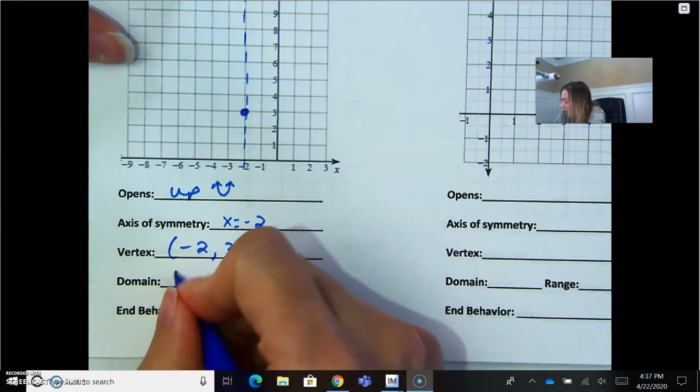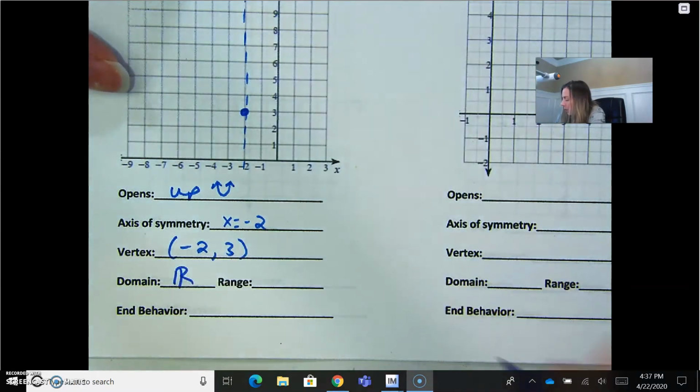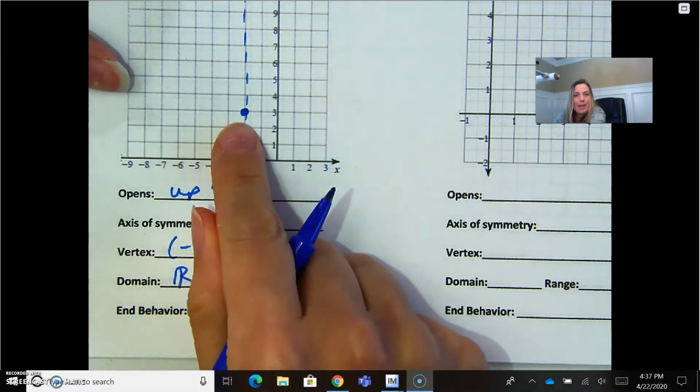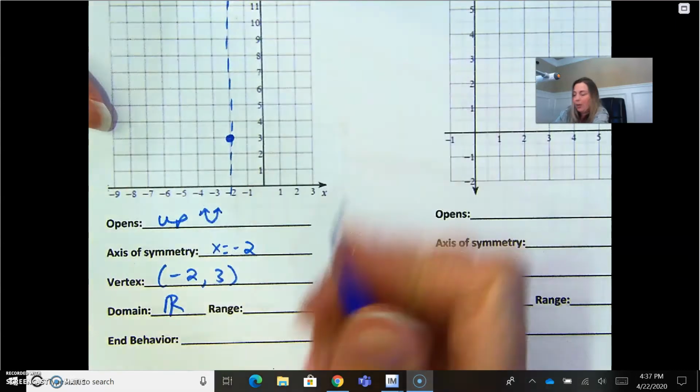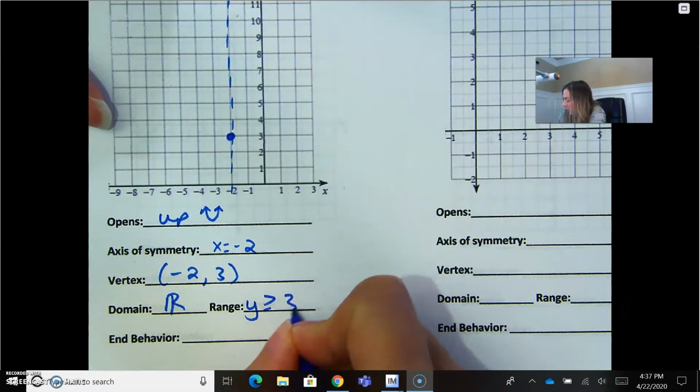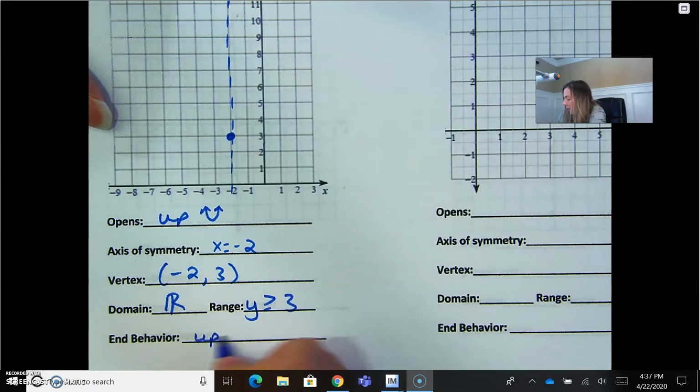My domain is all real numbers. My range is going to be anything 3 and above, right? Since it's opening up, it's going to go that way. Our range is y greater than or equal to 3, and it's up, up.